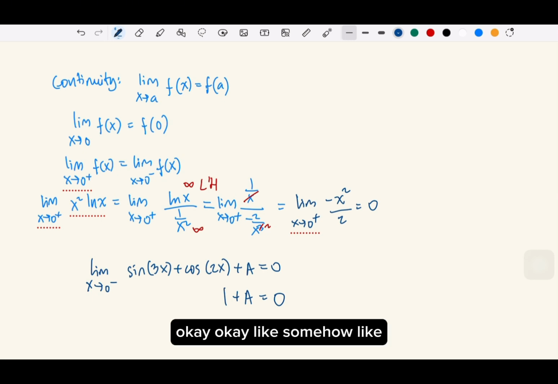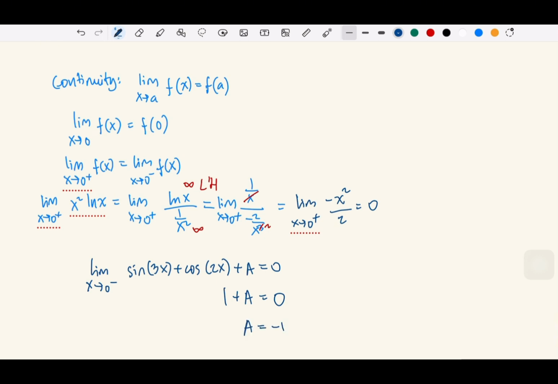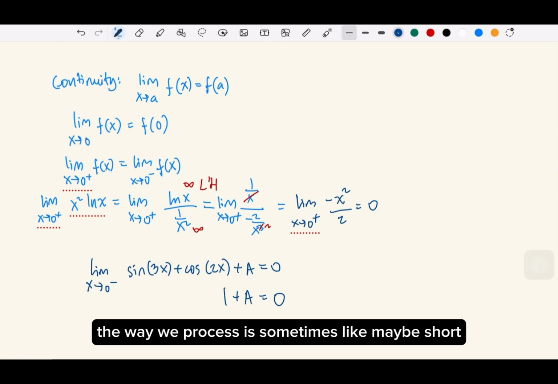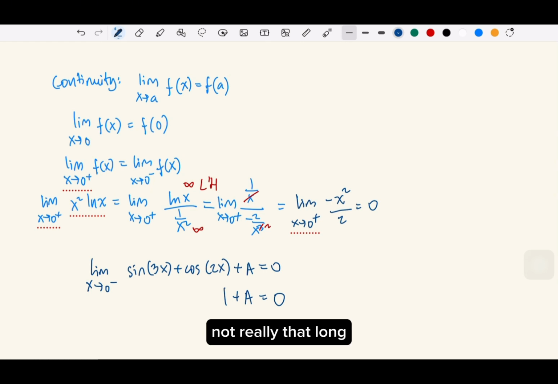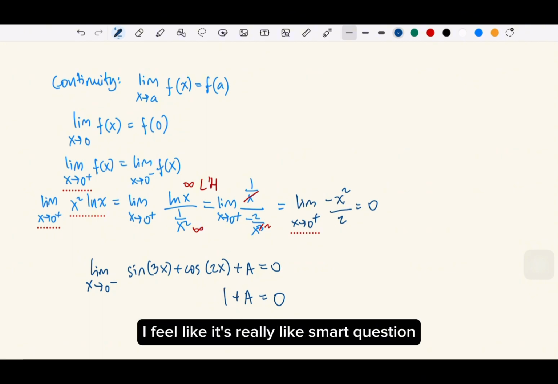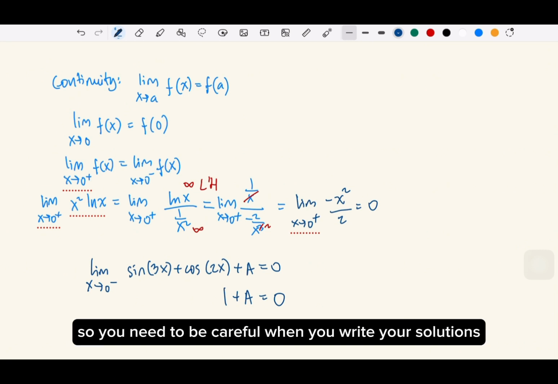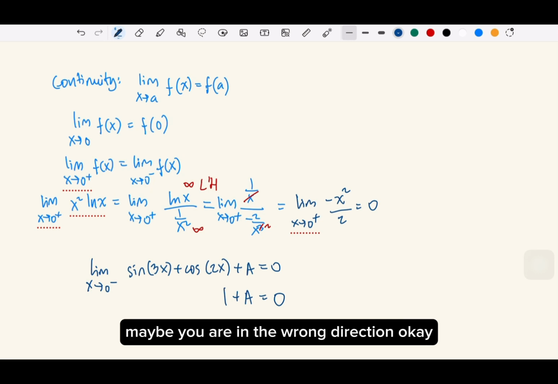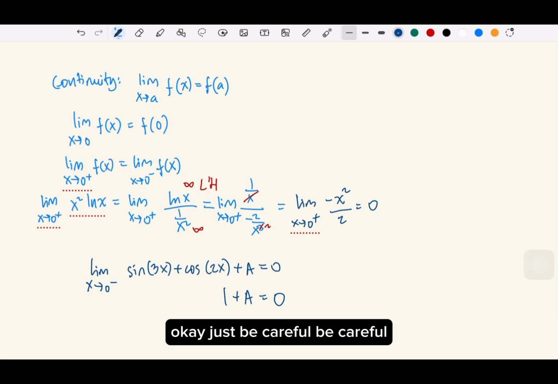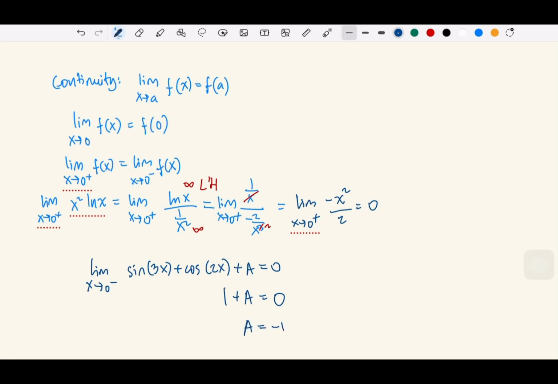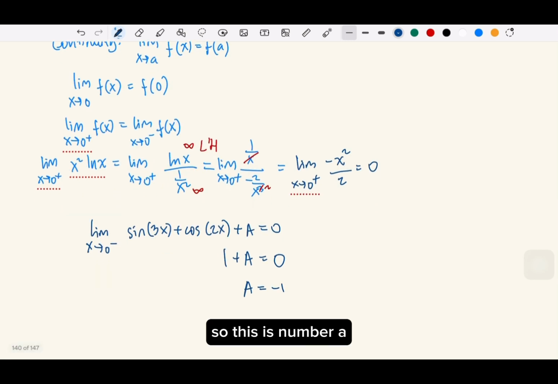Somehow the equation looks small, but the way we process it is sometimes short, not really that long. This type of question is really a smart question rather than writing really long. So be careful when you write your solutions, and if you feel like it is taking so long, maybe you are in the wrong direction. So this is number A.